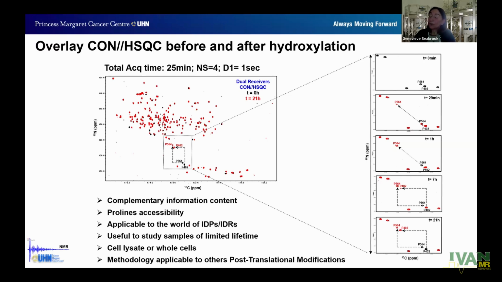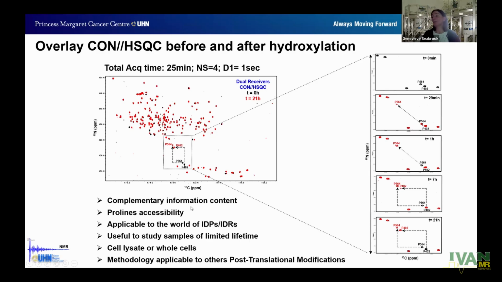But the goal here is that you are interested in prolines. The prolines are the ones that are getting hydroxylated. Therefore, you should pick an experiment where you can directly observe the amino acid that is getting modified. In our case, the CON was the perfect choice, the excellent choice, actually, again, because of that nice dispersion, and also it's separated from the rest. And immediately, in a very short amount of time, you know which prolines are getting hydroxylated.